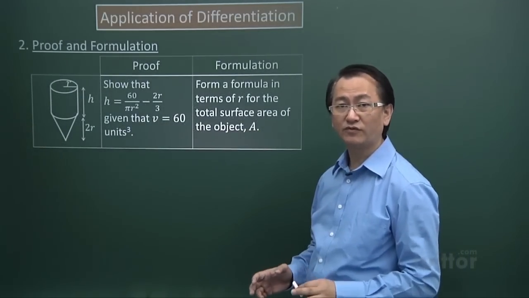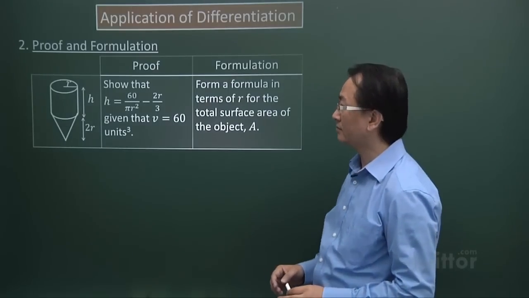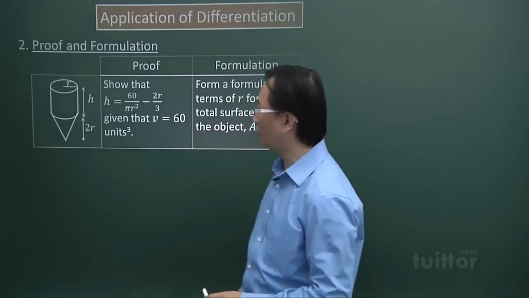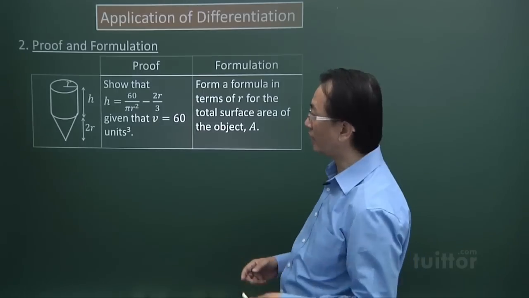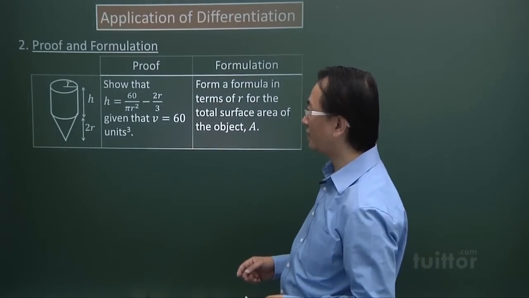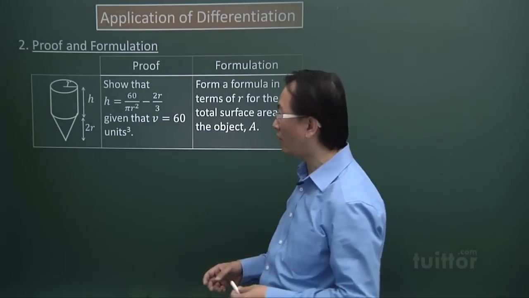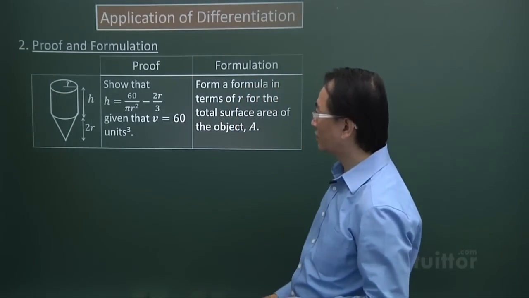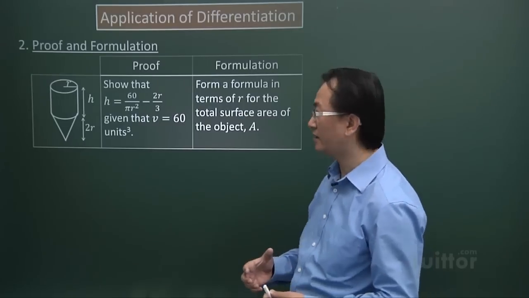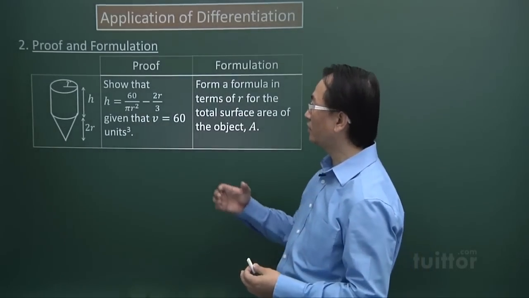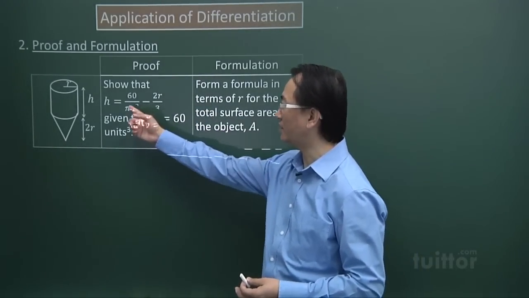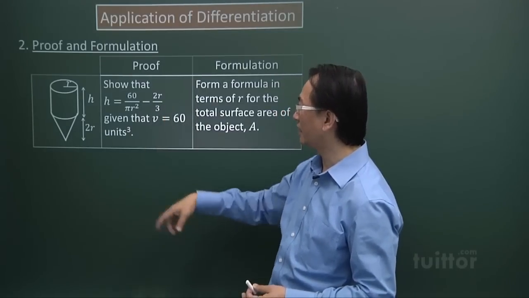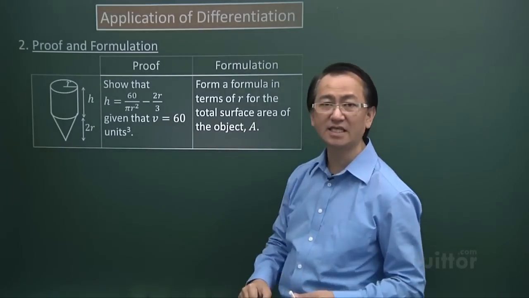Now we look at proof and formulation. So sometimes you're given an object like that, and I call it a composite object because it's basically made up of a cone and a cylinder. So perhaps in the first part of the question, you'll be asked to show this relationship, H in terms of R, given the volume to be 60 unit cube.